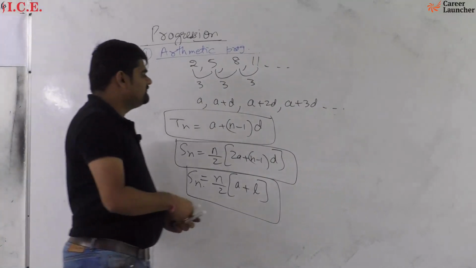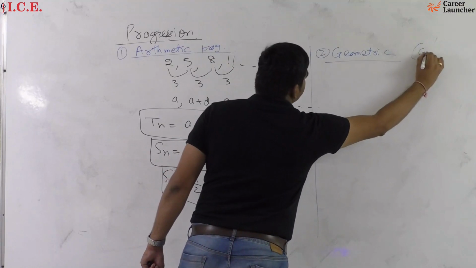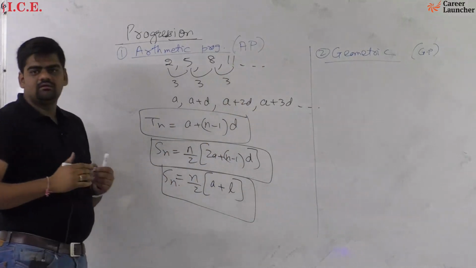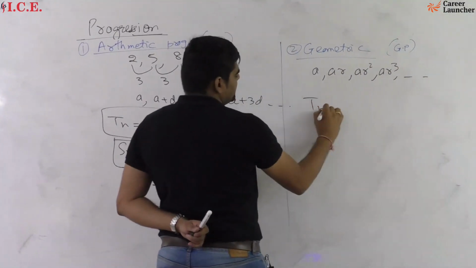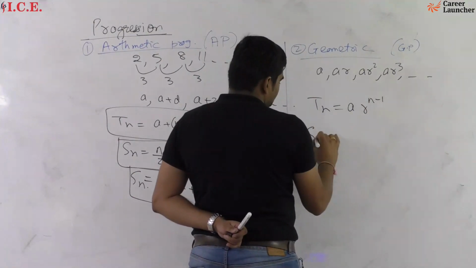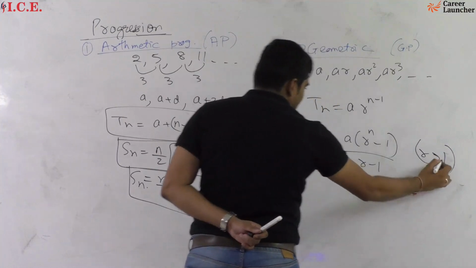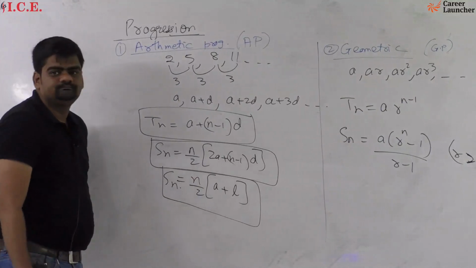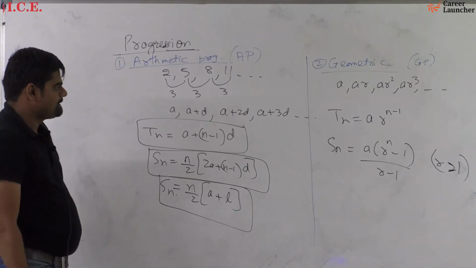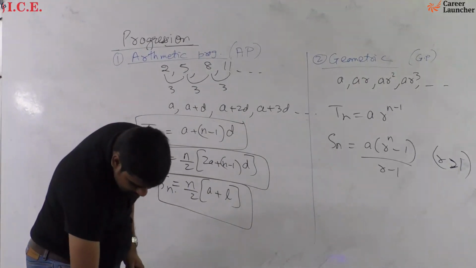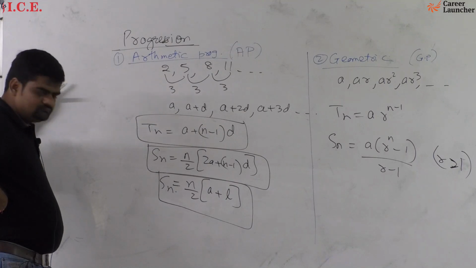Similarly, we should also understand the basics of geometric progression, sometimes we call it GP. What is the GP? The ratio should be the same, so it is a, ar, ar square, ar cube, and so on. So the nth term is a r raised to n minus 1, and the sum of n terms is a into r raised to n minus 1 upon r minus 1, if r is greater than 1. And if r is less than 1, the formula will get reversed.